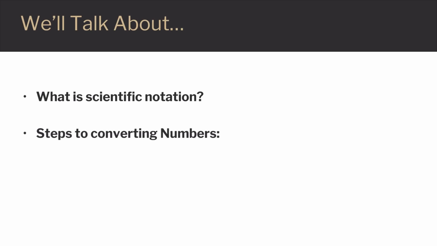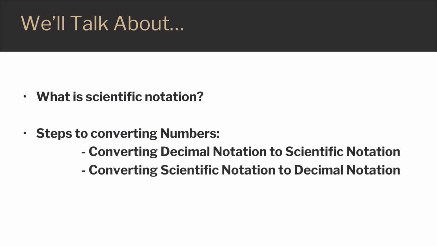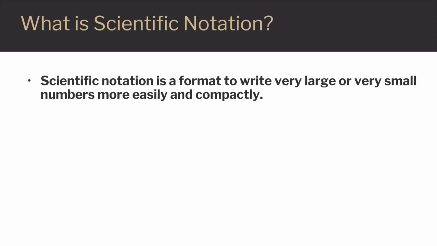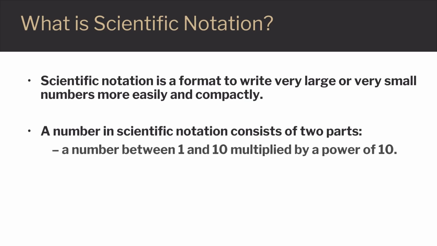In this presentation, we'll talk about what scientific notation is and steps for converting decimal notation to scientific notation, and also converting scientific notation to decimal notation. Scientific notation is a format we use to write very large numbers or very small numbers more easily and compactly. A number in scientific notation consists of two parts: the first, a number between 1 and 10, multiplied by 10 to a power.